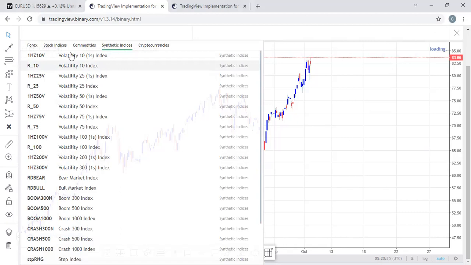The only difference between these synthetic indices and the other ones is that the other ones are stocks that are generally offered, with general prices. Like oil has a price worldwide. All these stocks have a price worldwide. But synthetic indices are just, let's say, virtual assets.